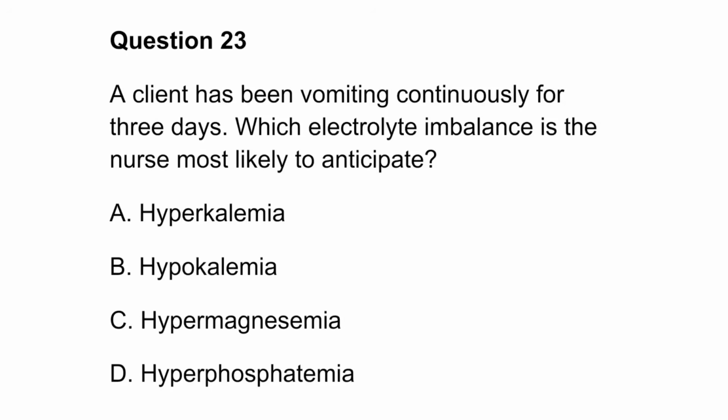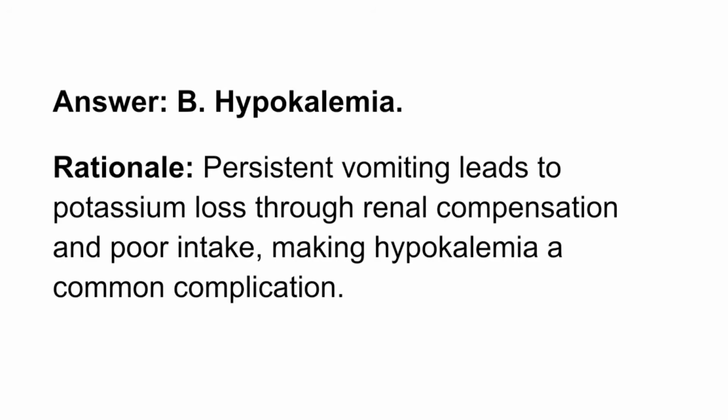Question 23. A client has been vomiting continuously for 3 days. Which electrolyte imbalance is the nurse most likely to anticipate? A. Hyperkalemia. B. Hypokalemia. C. Hypermagnesemia. D. Hyperphosphatemia. Answer. B. Hypokalemia. Rationale. Persistent vomiting leads to potassium loss through renal compensation and poor intake, making hypokalemia a common complication.